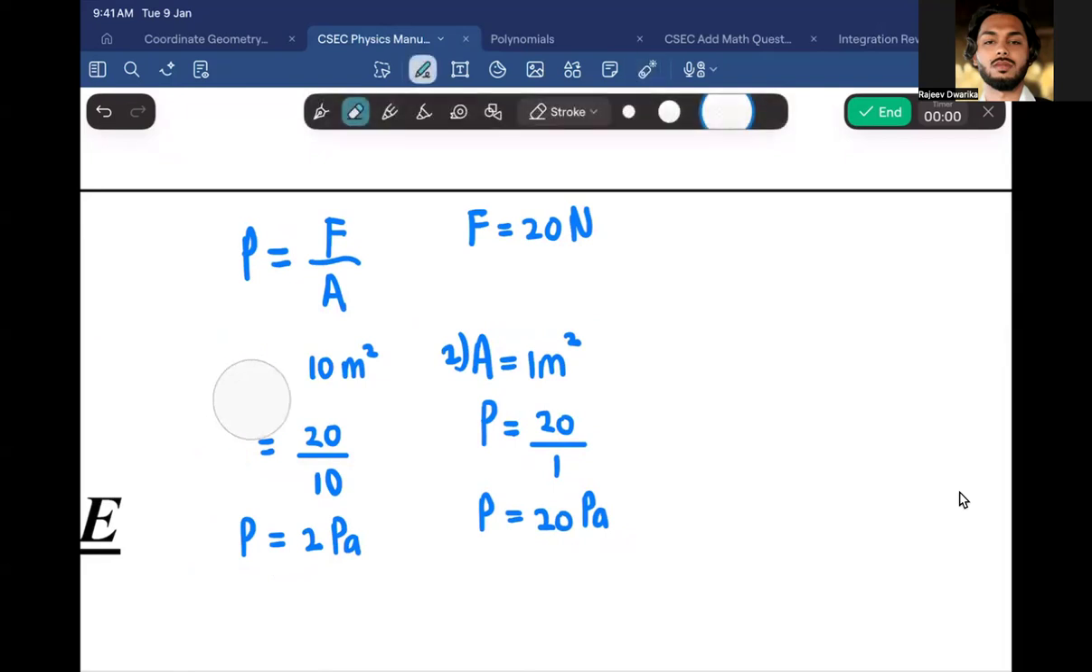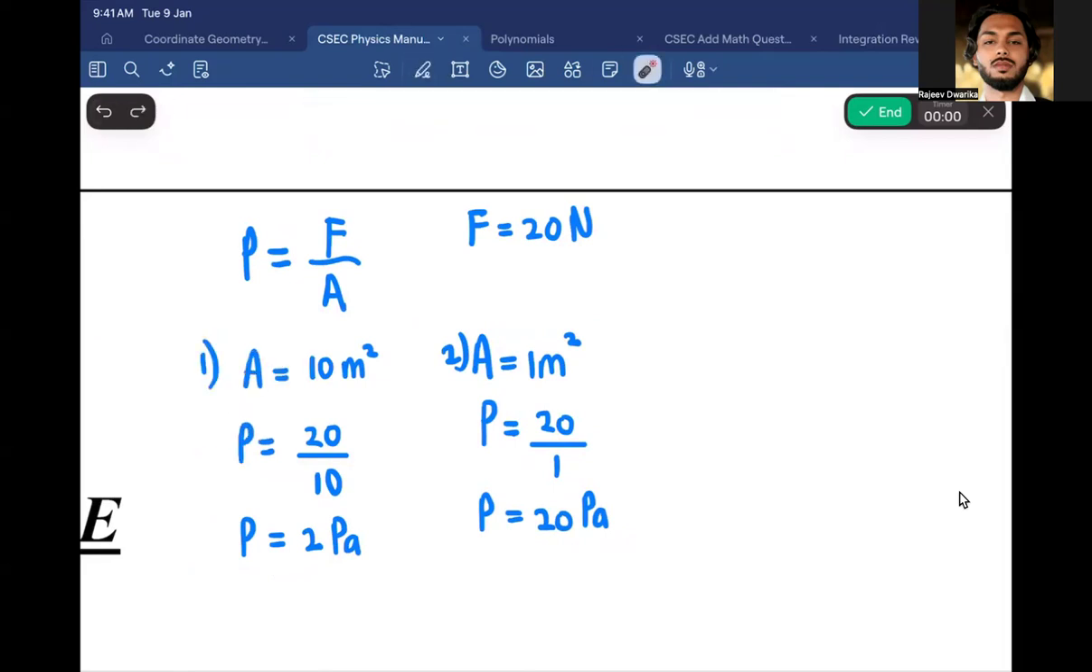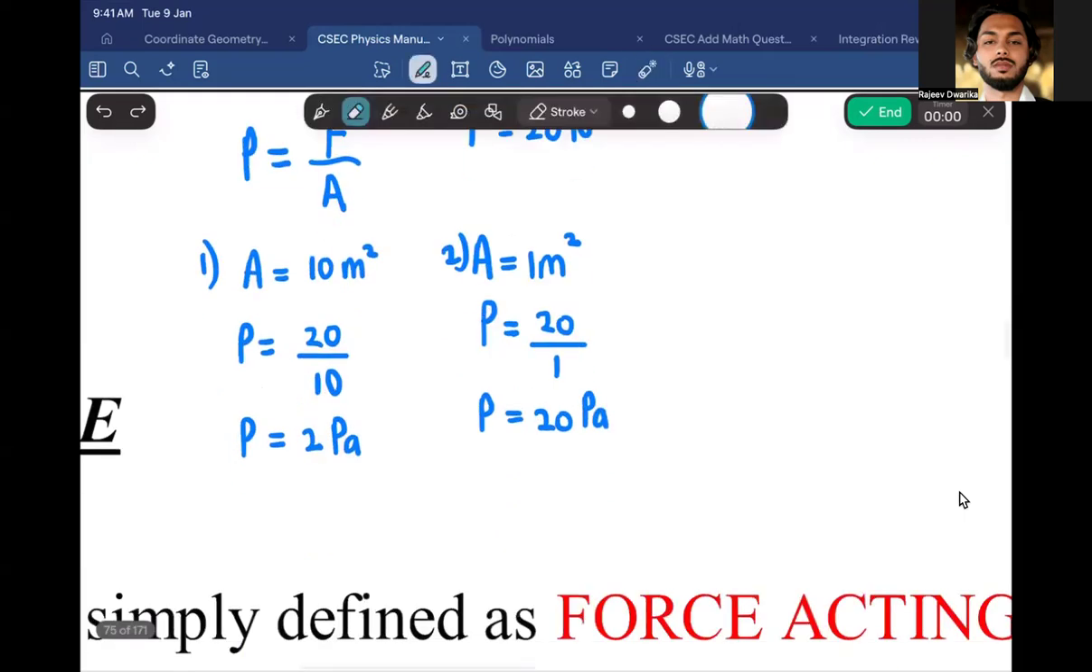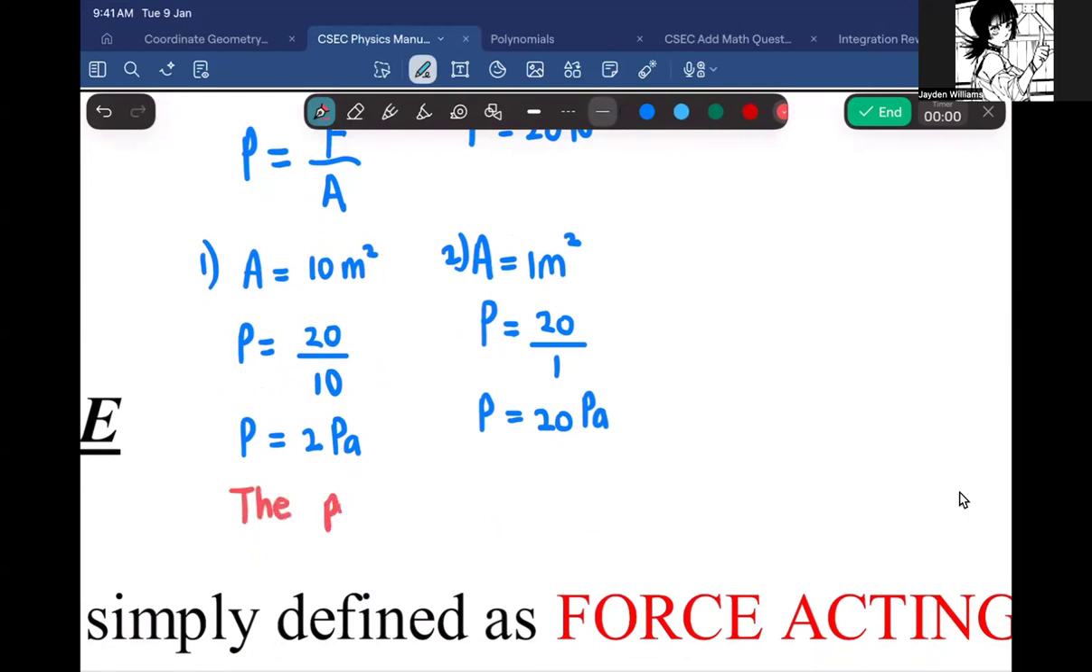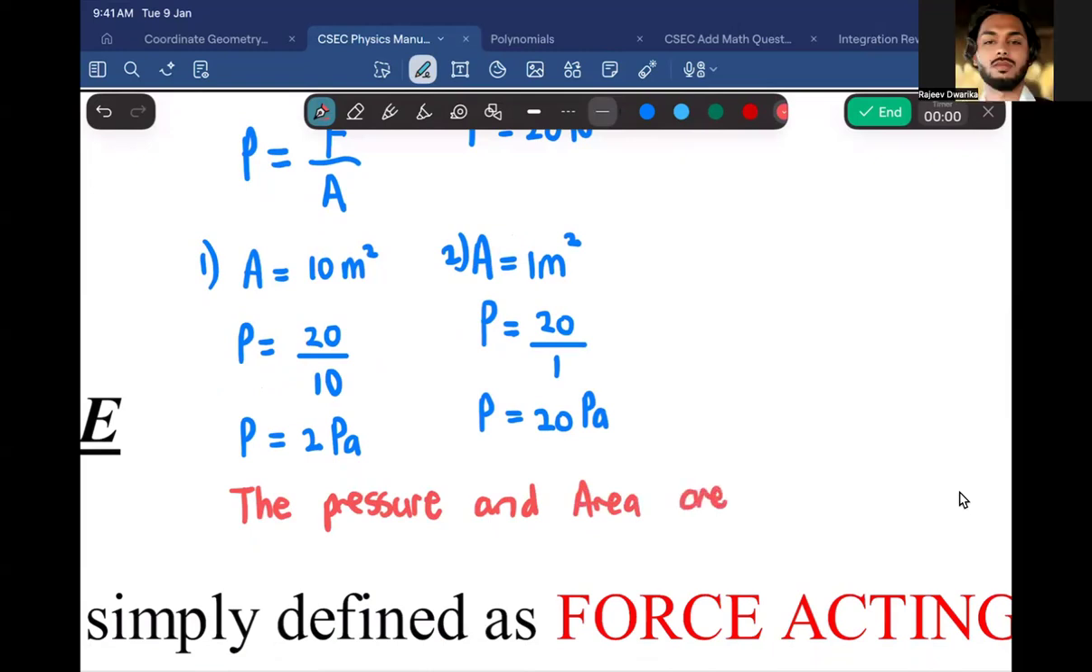The one with a larger area or the one with the smaller area? One with the really small area. Correct. So we can make a little statement, right? The pressure and area are inversely proportional.